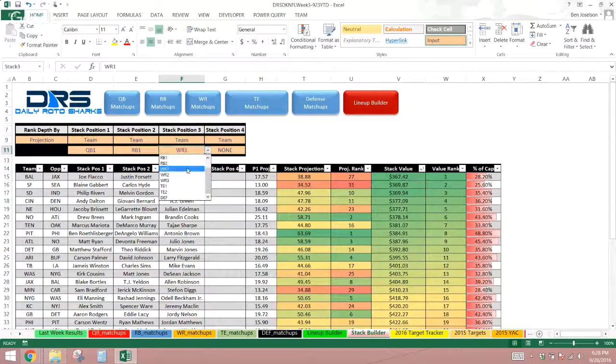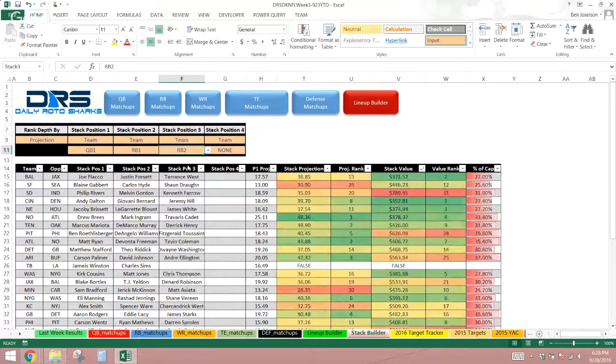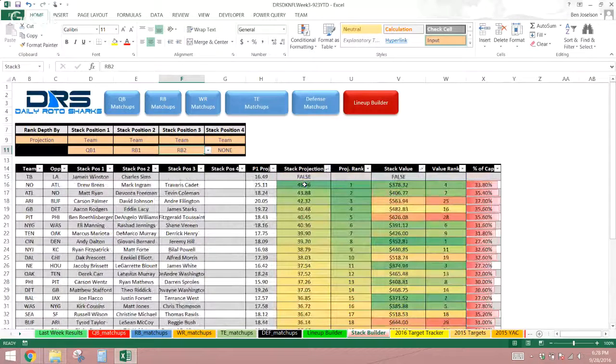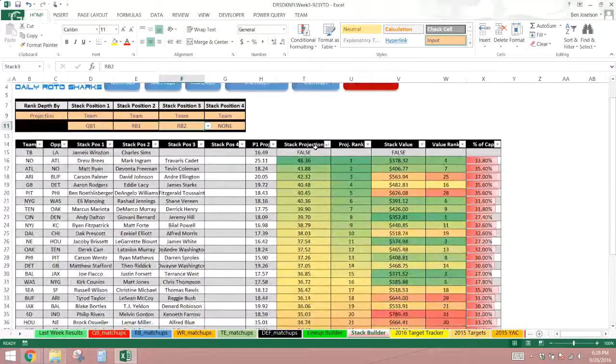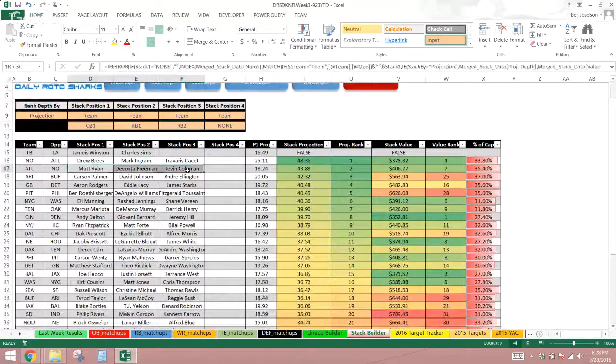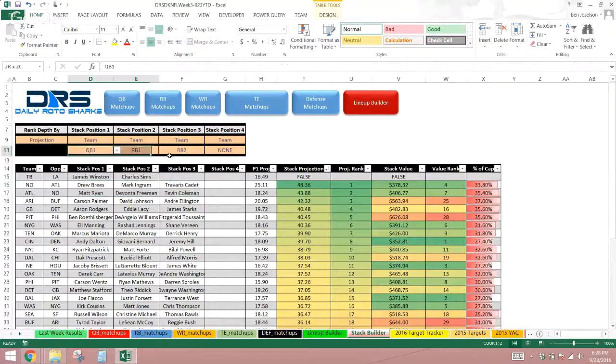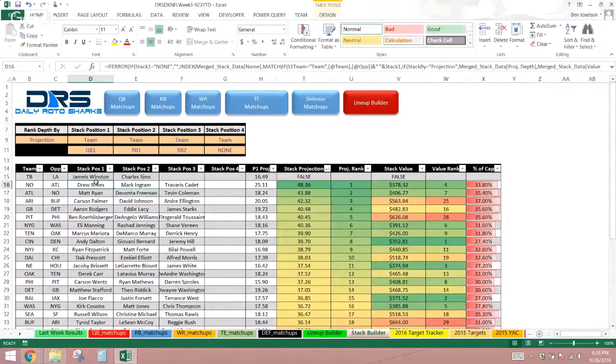You could do 2 running backs. That worked this weekend if you did it with Freeman and Coleman. That's not something you should do often, but if you actually look here, that would have been the number 2 behind Ingram and Cadet. And both of these actually did really well. I didn't do this stack, but I'm showing you guys this as an example of something you can do, and looking back at it, something I should have done.